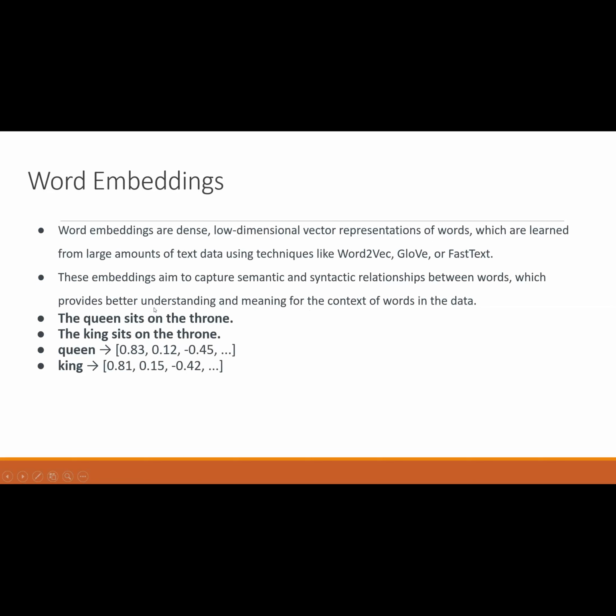I have given one example to understand the word to vector model. Here we have two sentences: the queen sits on the throne, the king sits on the throne. Queen and king mostly have similarity; they are words with similar features. But how can the vector be calculated? Based on the similarity, the similar features are calculated using the embedding concept, and we can represent this text in the form of vectors.